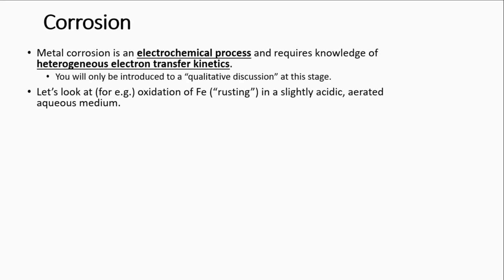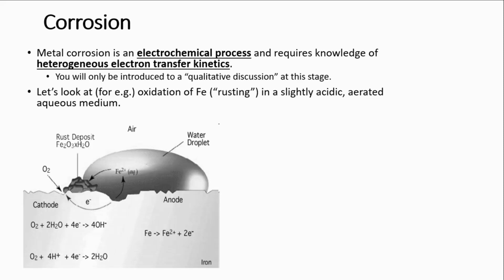Let's look at how this works. Let's look at, for example, oxidation of iron, which is what we call rusting, in a slightly acidic, aerated aqueous medium. So the solution is slightly acidic, and we have air present. Let's say you have a solid piece of iron and there's a droplet of water on the surface of that piece of iron. Now, you have a cathodic process and an anodic process occurring. Cathodic has to do with reduction, as we discussed previously, and anodic has to do with oxidation. And at the end of the day, we should produce iron oxide, which is what we call rust.